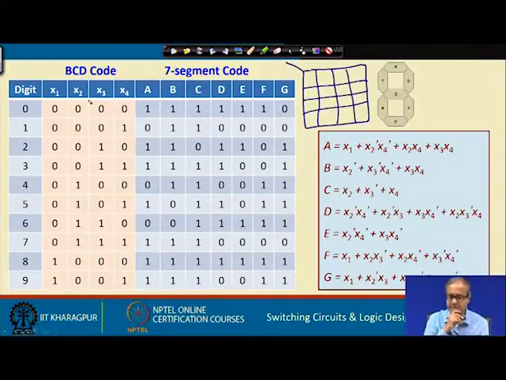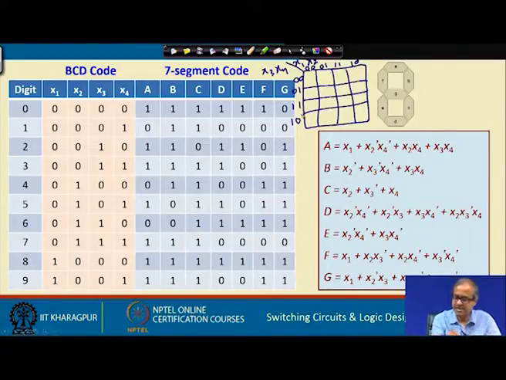X1, x2, x3, x4. Let us say x1, x2 is in this direction and x3, x4 in this direction. So, the inputs are 0 0, 0 1, 1 1, 1 0 and 0 0, 0 1, 1 1, 1 0.